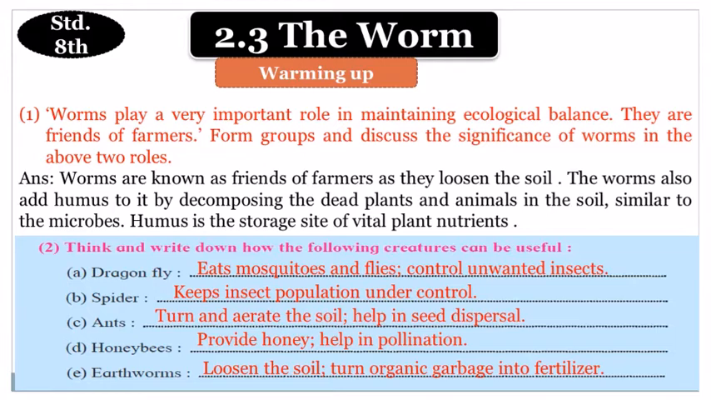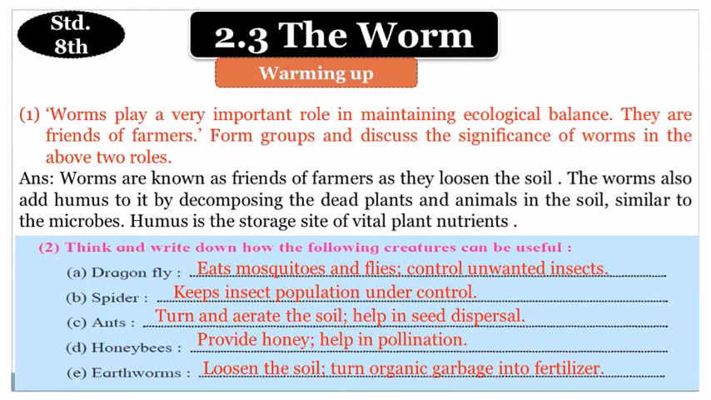Okay, so first activity from warming up, 2.3 The Worm. Worms play a very important role in maintaining ecological balance. They are friends of farmers. From the group, discuss the significance of worms in the above two roles. Answer: Worms are known as friends of farmers as they loosen the soil. The worms also add humus to it by decomposing the dead plants and animals in the soil. Similar to the microbes, humus is the storage site of vital plants' nutrients.